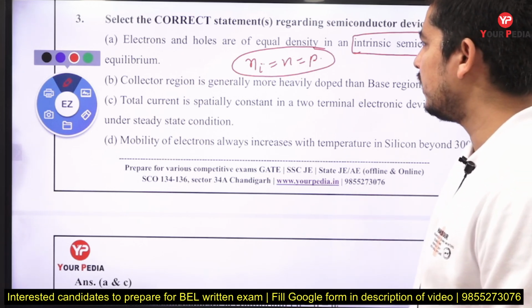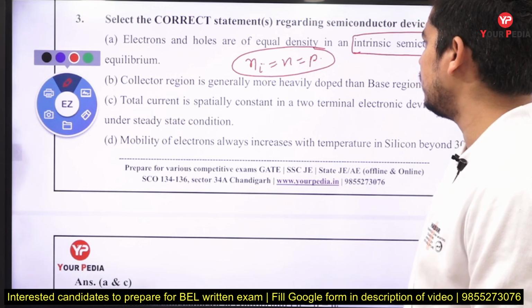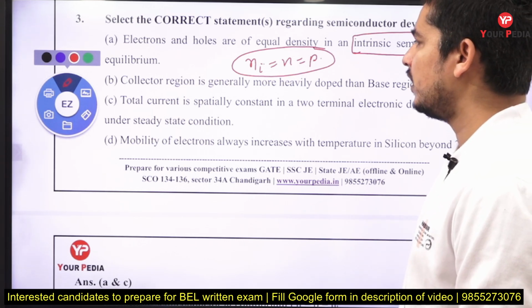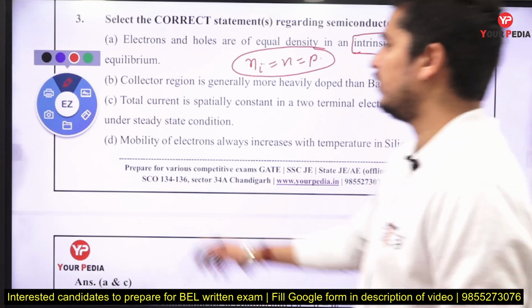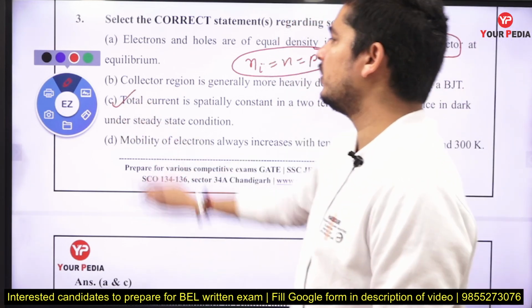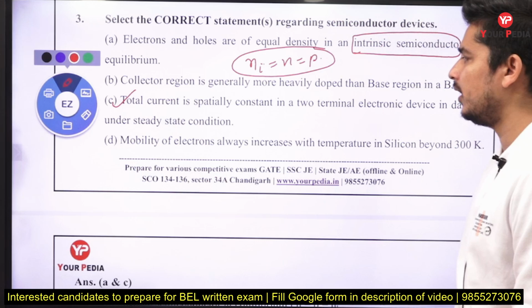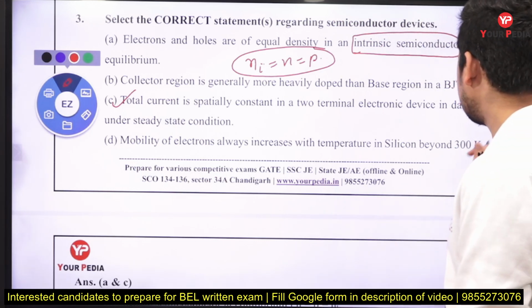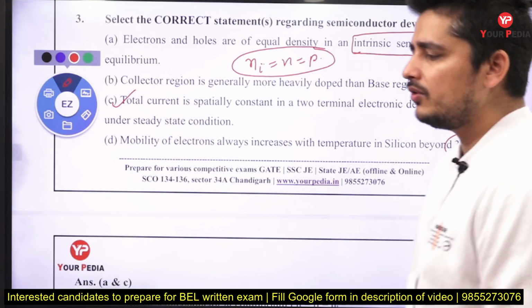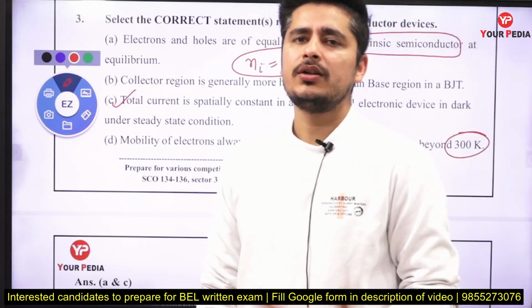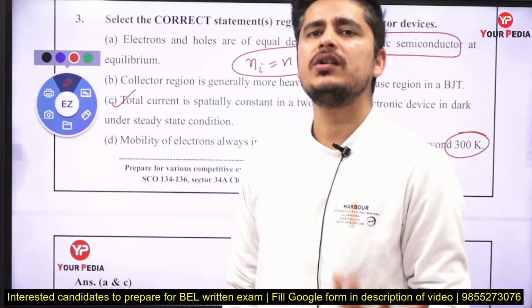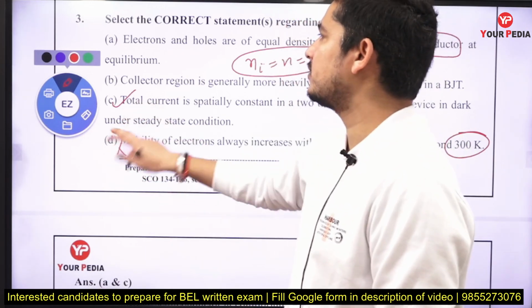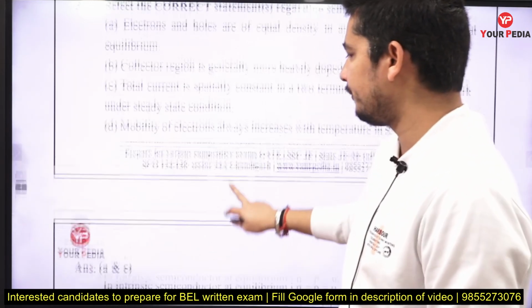The total current is spatially constant in two-terminal electronic devices in dark under steady state condition. That is correct. Mobility of electrons always increases with increasing temperature in silicon beyond 300 Kelvin. See, whenever you increase the temperature further, the mobility will decrease. The mobility is an inverse function of the temperature. So this is not correct. So only two statements are correct, A and C.